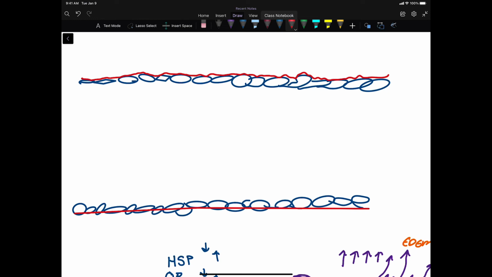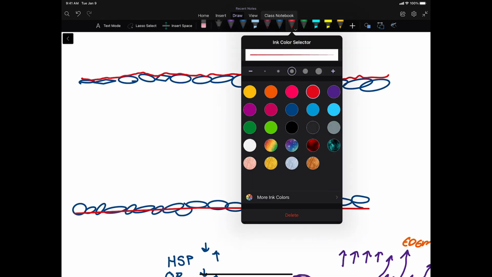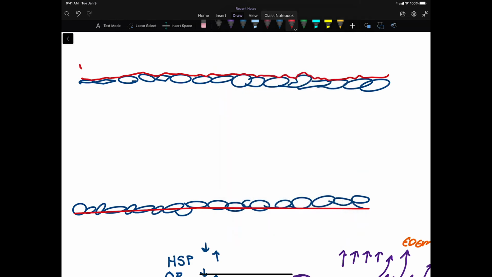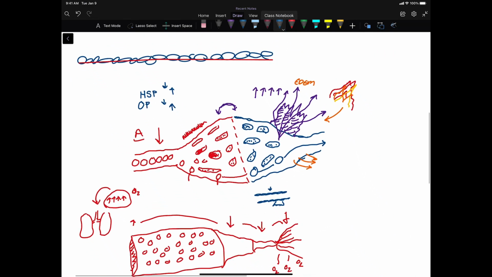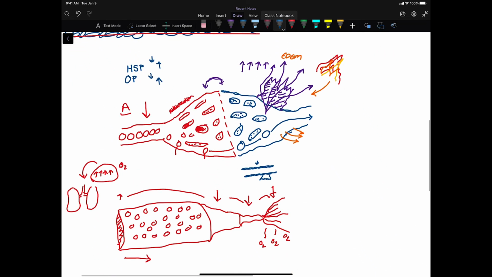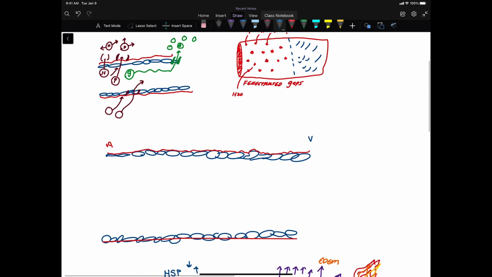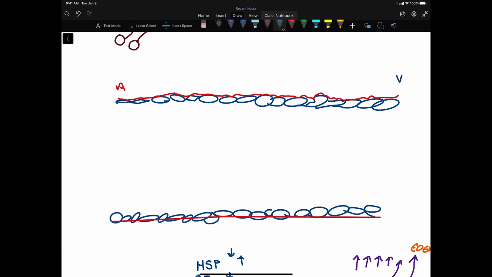So let's just quickly review here. We have the arterial side over here, right? And then over here we have our venous end of the capillary bed. And if you don't remember what that looks like, here we go. We have the arterial side, which is right here, and then we have the venous end, which is right here, right? And we know that the only difference is that the blood drops off everything on the arterial end, and it is picking up things on the venous end.